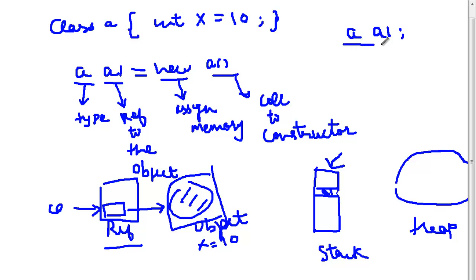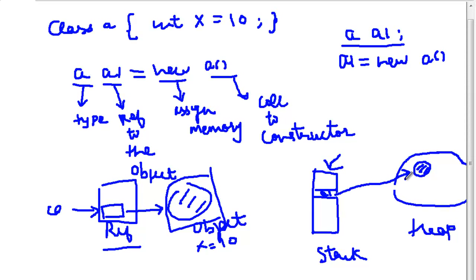So this line will essentially create a reference on the stack, but beyond that there's nothing in the picture except for the reference on the stack. Now as soon as I write a1 is equal to new A, there is some data on the heap which is created by the new operator, and this reference a1 then gets attached to this data. So it is after this line that you have this reference pointing to some object.